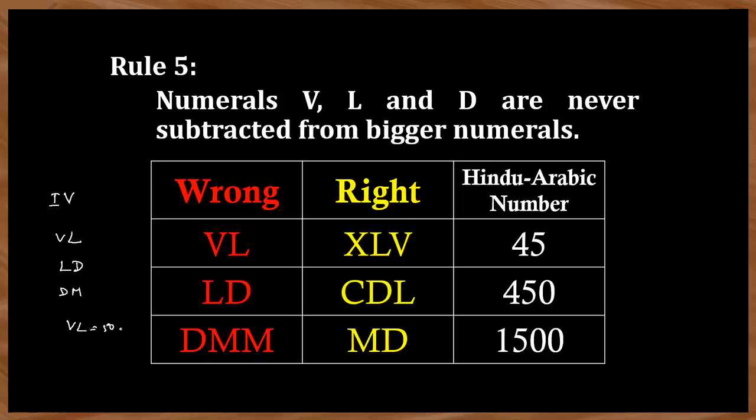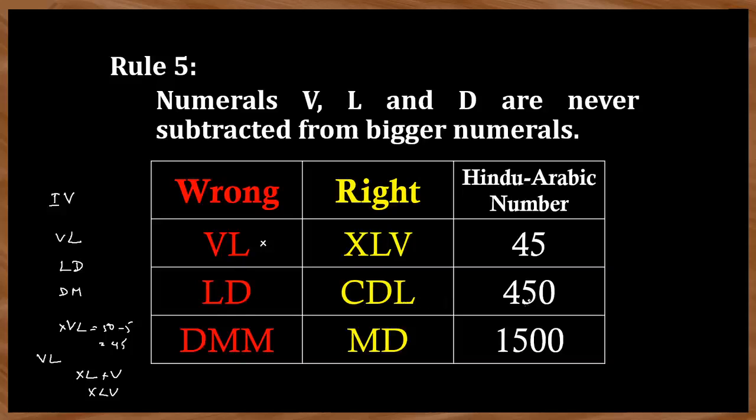What is the meaning of this? Actually 50 minus 5 is 45, but it is the wrong method. To write 45, you should write 40 plus 5. 40 means 50 minus 10, which is 40, plus 5, which is XLV only you have to write. You should not write VL. Logically it is 50 minus 5 only as per rules, but you should not subtract 5, 50 and 500 from 50, 500 and 1000.